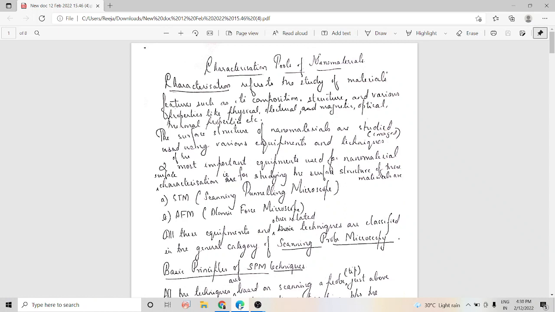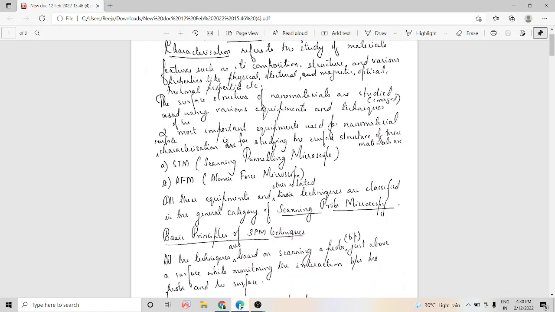Hi students, today we are going to start a new chapter in our paper Nanoscience and Nanotechnology, which is the Characterization Tools of Nanomaterials. Characterization refers to the study of material features such as its composition, structure, and various properties like its physical properties, electrical properties, magnetic properties, optical and thermal properties, etc. So, you synthesize a material and we try to study the features of the material synthesized by us.